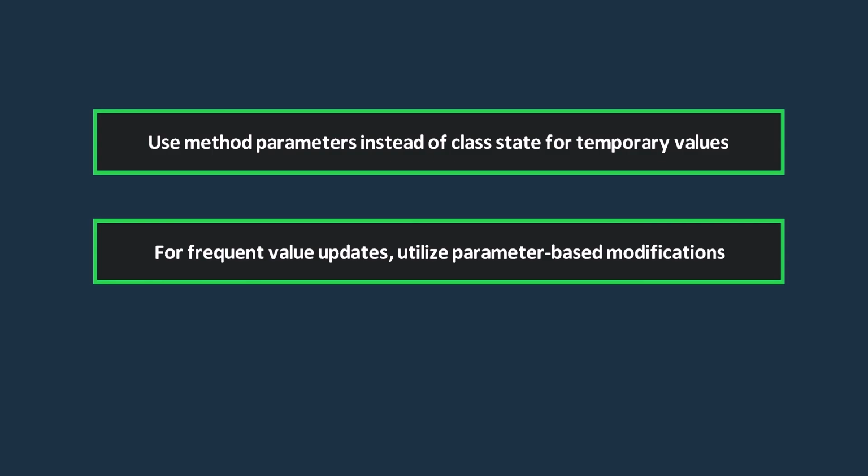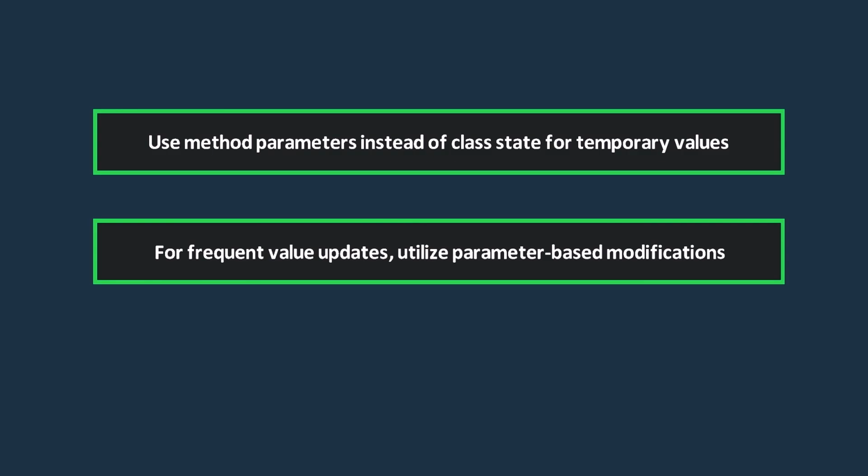Similarly, if a value needs to be updated or changed frequently, using a parameter allows us to pass different values each time the method is called. This gives us flexibility and eliminates the need to modify a field every time the value changes.